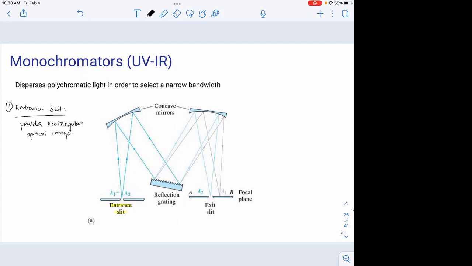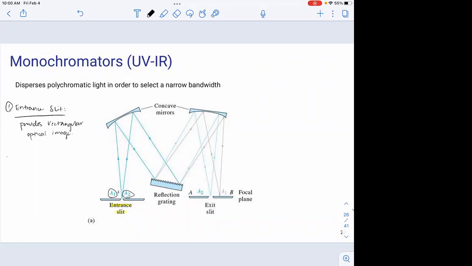Okay, so consider that for a minute. Probably polychromatic light, right? So in this example, this set of polychromatic radiation is made up of two wavelengths, lambda sub 1 and lambda sub 2. The idea as this polychromatic radiation goes in through the entrance slit, I have a rectangular optical image.